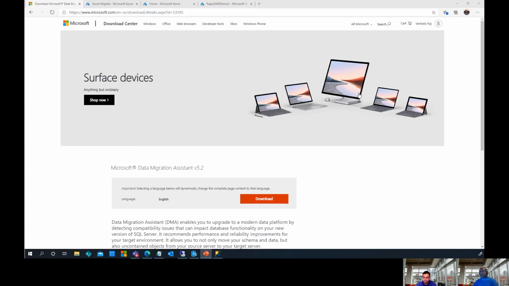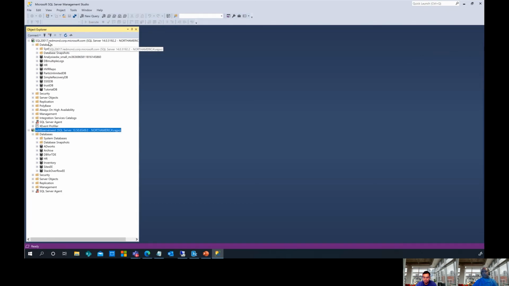So at first, remember I talked about the very first thing that you want to do for migrations is to do the assessments. But before we go to the assessment, let me introduce you to my sources. I've got two SQL Server instances here. One is running on SQL Server 2017 version. The other one is more of a legacy version, which is SQL Server 2008 R2. And both of these instances are hosting a bunch of databases.